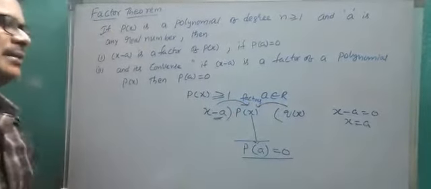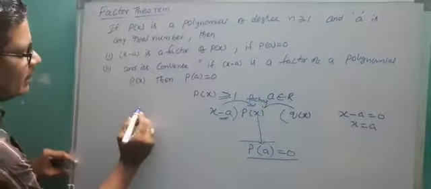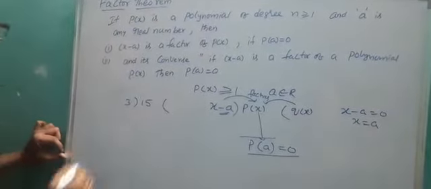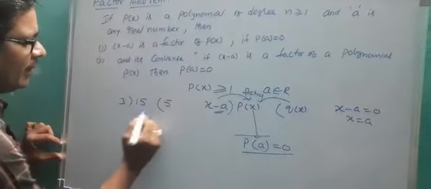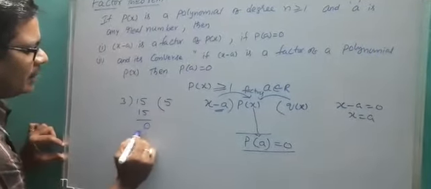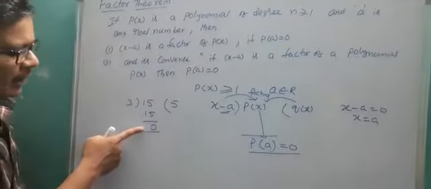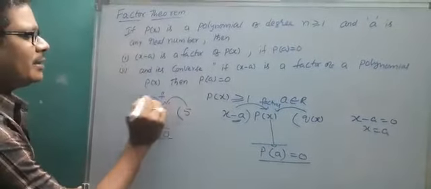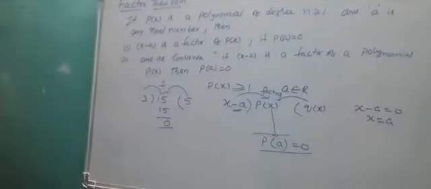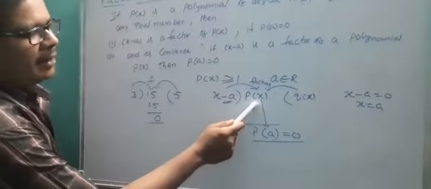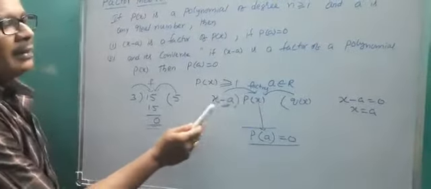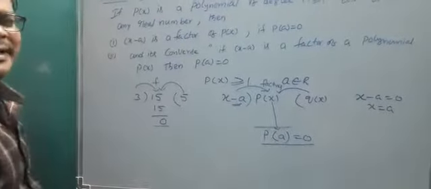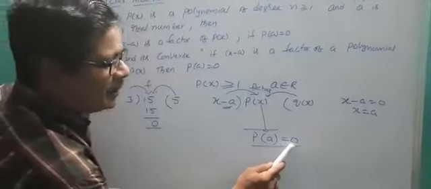Both are factors of p of x. For example, 15 is a number, and it is divisible by 3. 3 fives are 15. What is the remainder here? 0. If you get 0 as the remainder, then 3 and 5 are factors. As well as in a polynomial, p of x is divisible by x minus a. By the remainder theorem, p of a is the remainder. For example, it becomes 0.